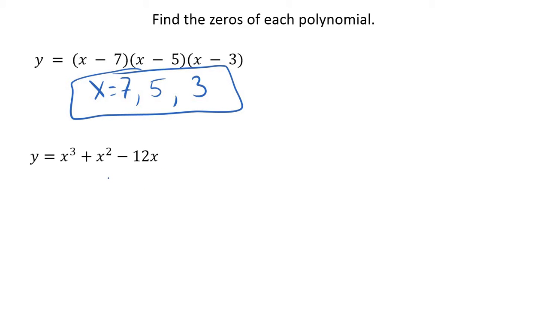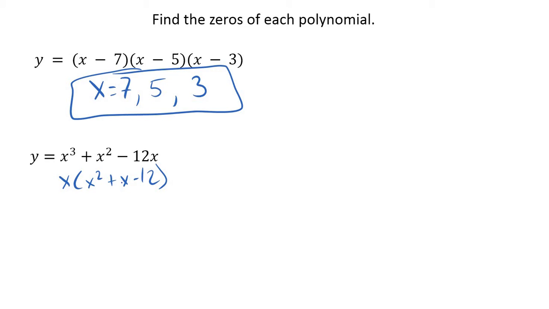They want us to factor it and find the zeros, or solve the polynomial. Very similar to what we've done before. Notice it's cubed, don't be intimidated. Oh, there's an x in common, so let's pull that x out. So x times x squared plus x minus 12. Now this guy will factor.